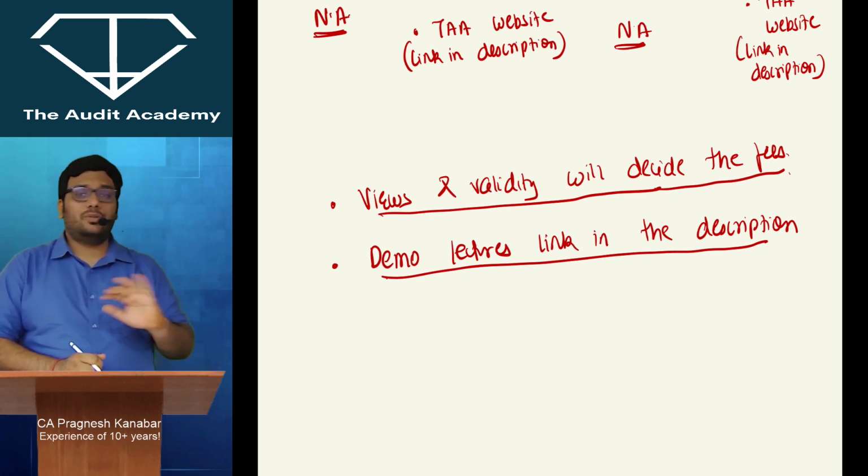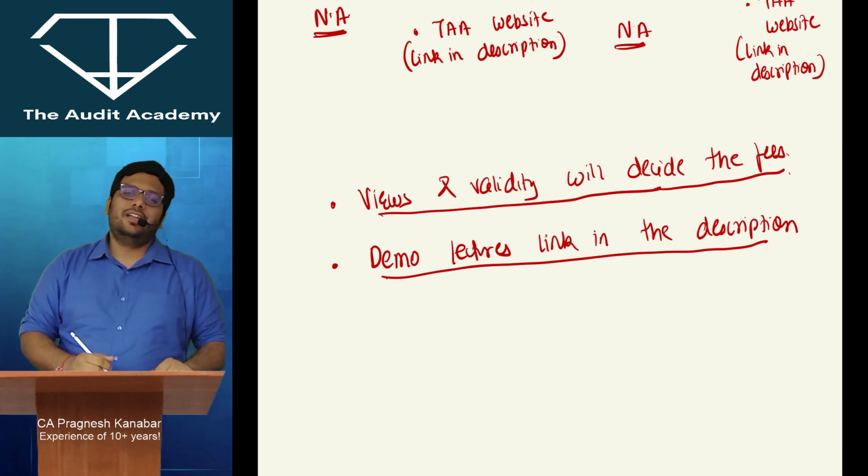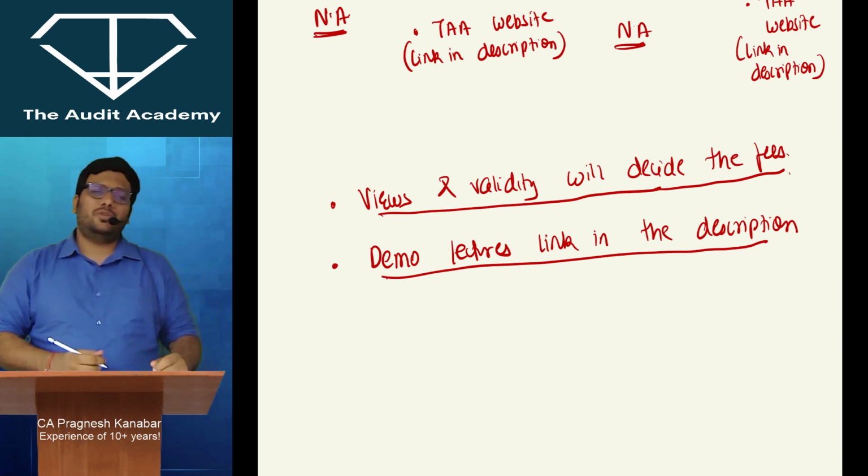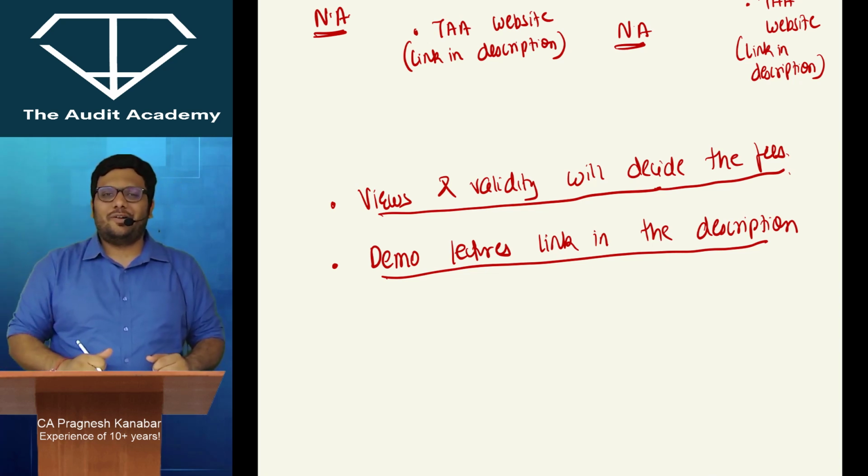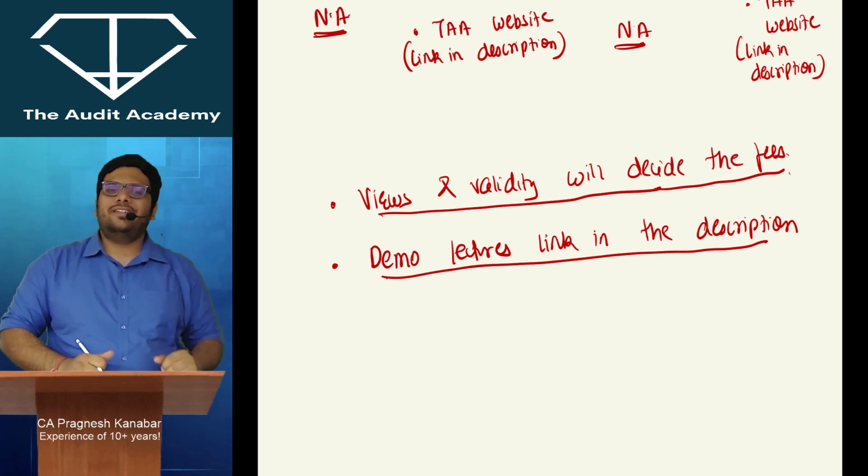But let us keep those talks aside. I know you are going to clear it in November 23. So if you don't want to spend too much, you can go with a reduced validity and reduced views and customize your fees accordingly. And with a little bit of fees also, you can go through the lectures.